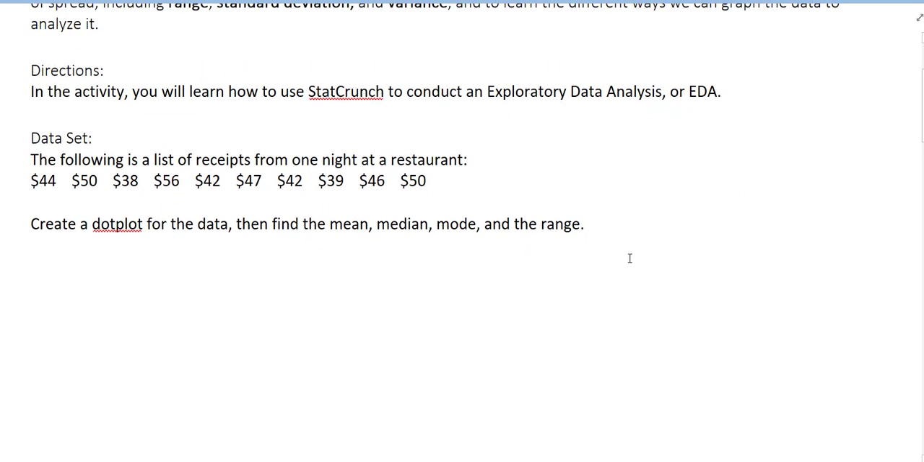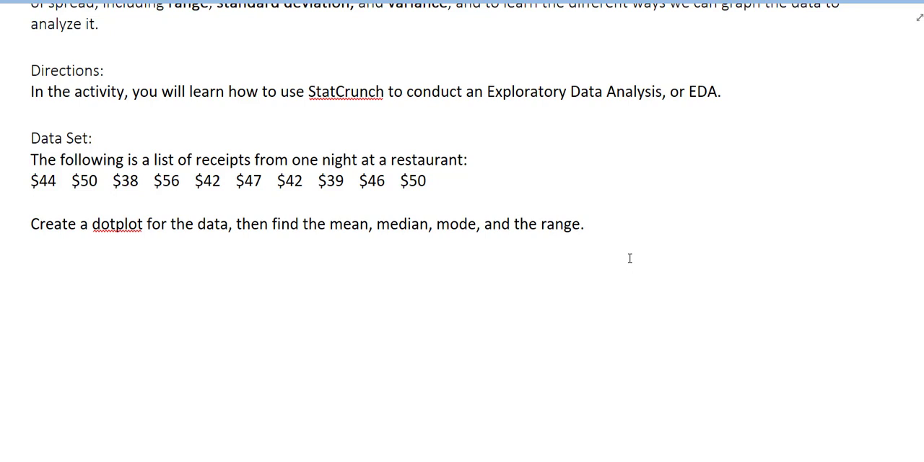So let's consider this data set. We have a list of receipts from one night at a restaurant. This is 10 values of different receipts. Imagine you're people who work in the service industry at a restaurant. Over a period of time, you serve different tables and everyone's receipt is different. So that's one of the studies of statistics: we want to study variability. And so let's take these 10.